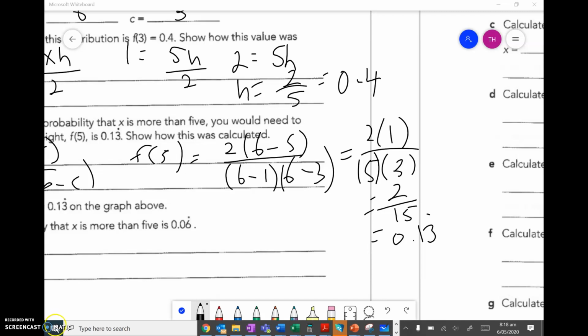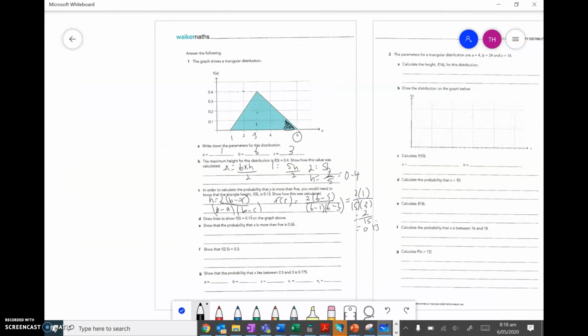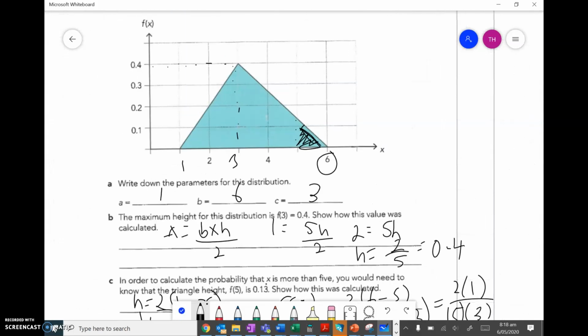Next one says to draw lines to show f of x equals 0.13 on the graph above. So the only thing I'm going to add there that I haven't already done is a little dotted line across here. And you can label it 0.13 recurring.